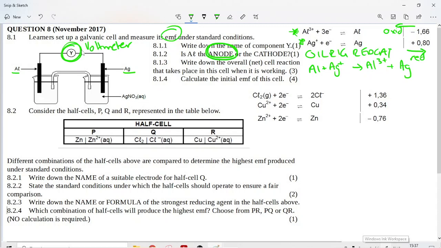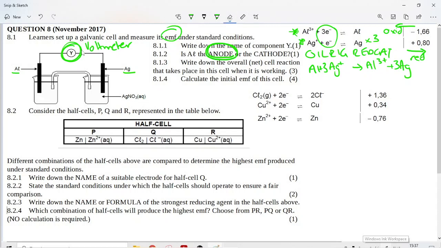My only problem here is these electrons. The silver reaction is 1 electron. The aluminium reaction is 3 electrons. So we have to multiply this reaction by 3 to balance the electrons. So if we have a look here, what will happen on our reaction? It will be aluminium plus 3 silver ions going to an aluminium 3+ ion plus 3 silver metal.